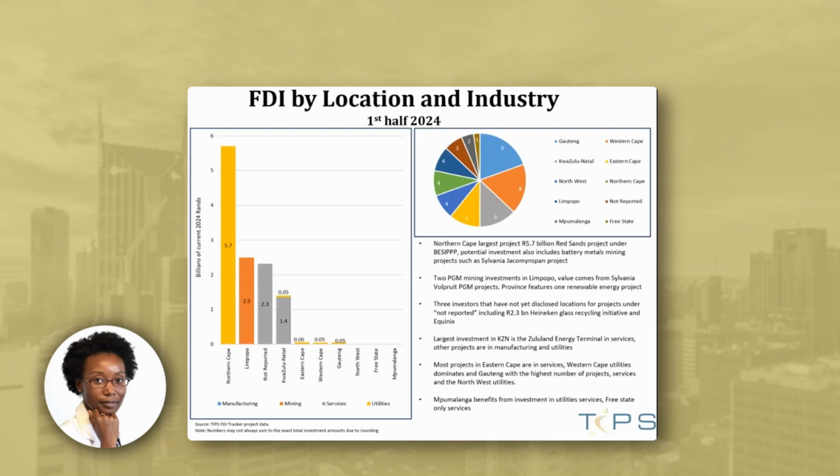This includes Heineken's glass recycling initiative. Then in KZN, we see the public-private partnership with the Zululand Energy Terminal and Services valued at 1.1 billion. Then in the Eastern Cape, most projects are in services, Western Cape utilities, Gauteng, again in services, and Northwest utilities. Mpumalanga benefits from investment in utility services and Free State only services.